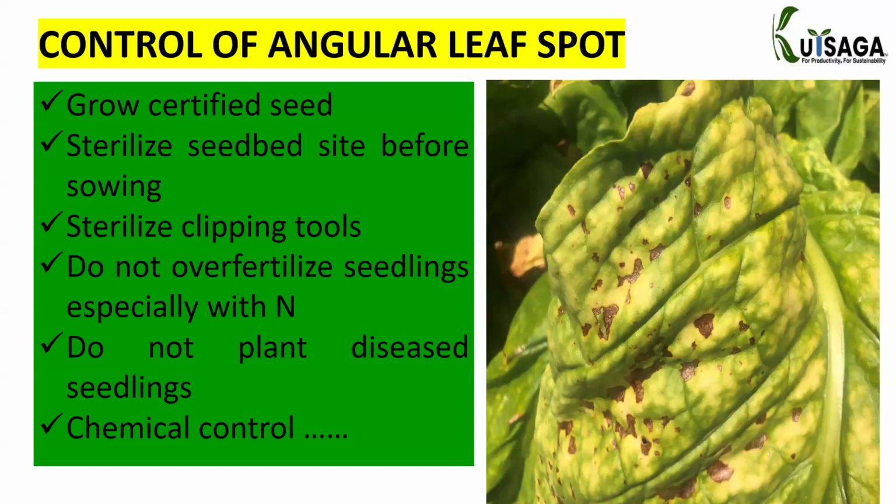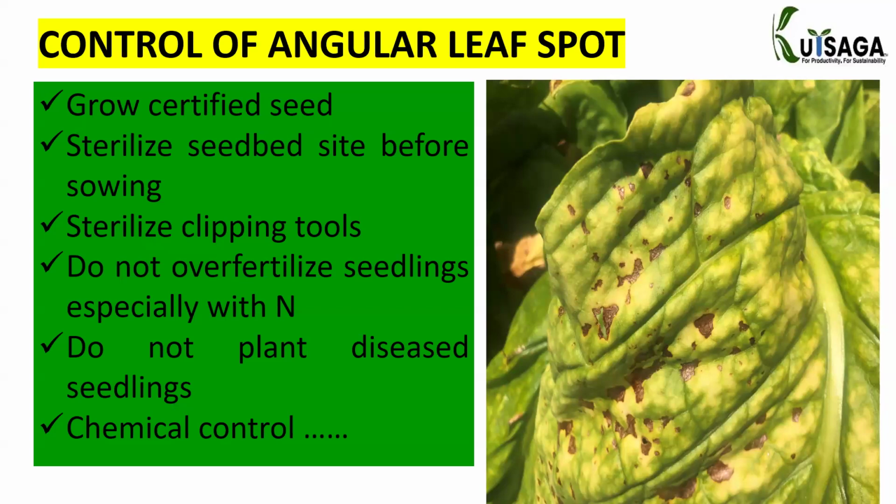And then in the seedbed, as you clip your seedlings, as you do your cultural practices, it's important that you sterilize your hands, you sterilize your tools so that you minimize the spreading of the pathogen. Also important, you need to manage your fertilizer regime. Do not over-fertilize your seedlings, especially with nitrogen. That tends to create succulent plants which are very prone to infection by this pathogen.